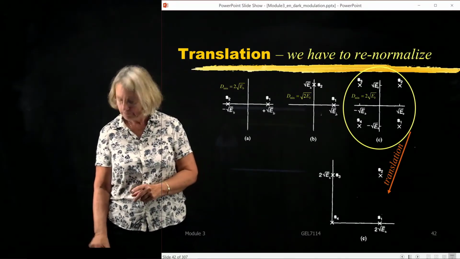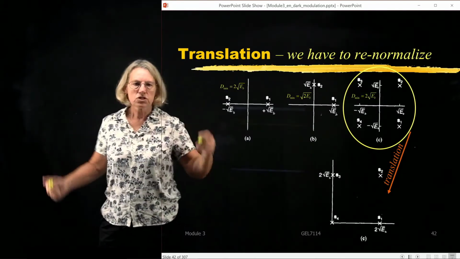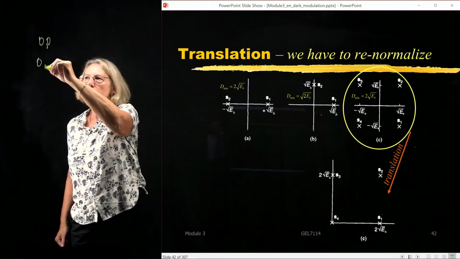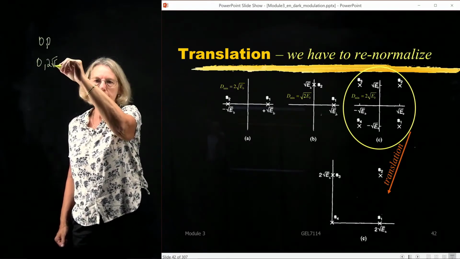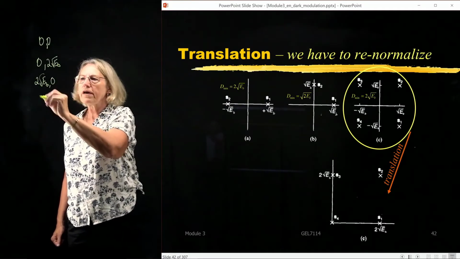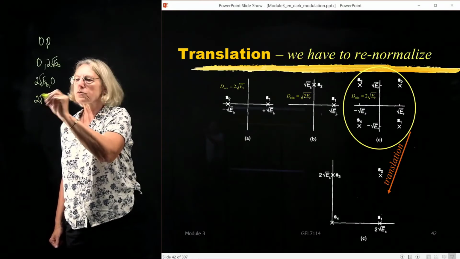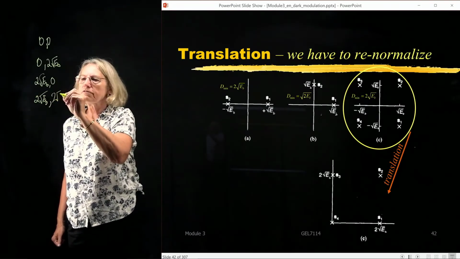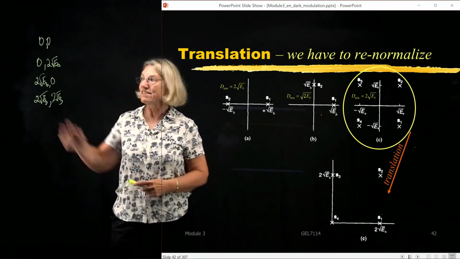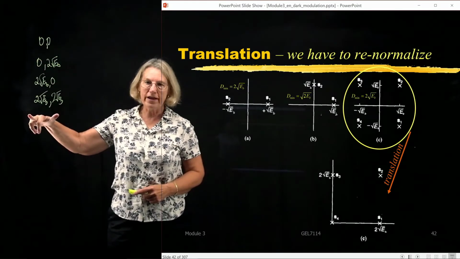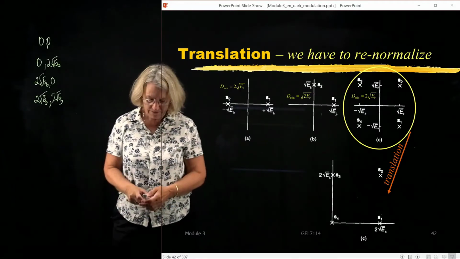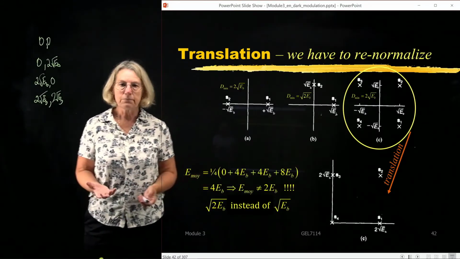So let's just go through it. So now my coordinates are (0, 0), (0, 2 square root of EB), (2 square root of EB, 0), and then finally (2 square root of EB, 2 square root of EB), right? So they're no longer equal energy. I can see that. This one's got 0 energy. This one's got more energy than these two, but these two have the same energy. Okay, so I have 4 levels of signal energy that I have to keep track of.